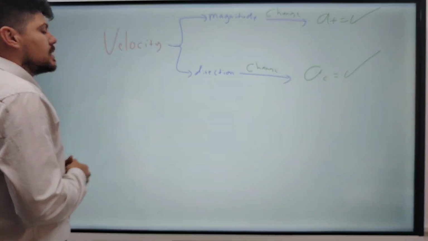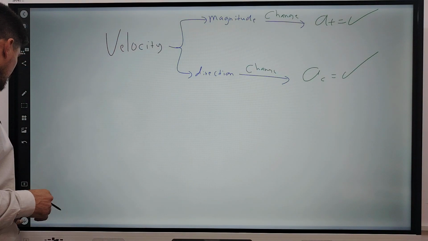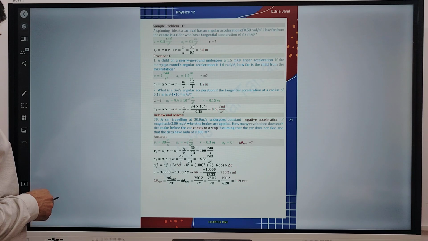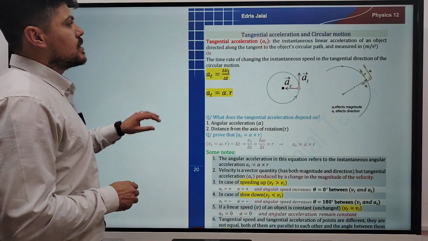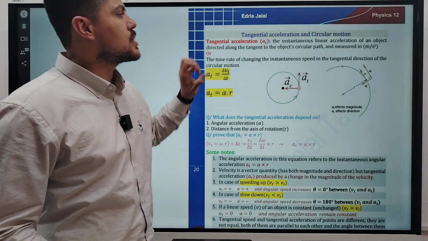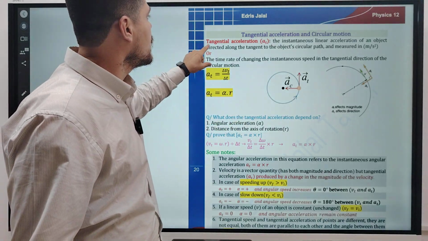But for a circular path, it is impossible to say constant velocity. Why? Because the direction of the object changes continuously. Okay? Let's go back to the tangential acceleration. The definition of tangential acceleration is also very important, and it has been brought up in the exam.